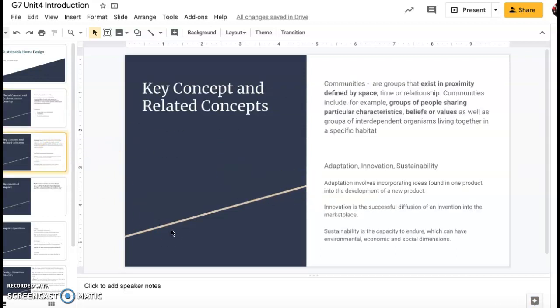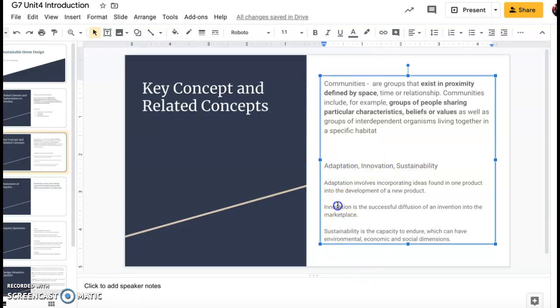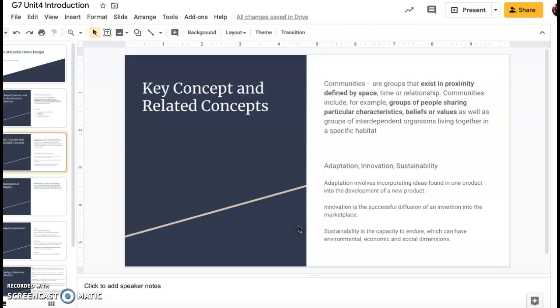Our key concept that we'll be looking at is communities. So we'll be really focusing on Albania as a community: these people that exist in this general area, and maybe we share similar beliefs or characteristics because we live here. We'll be looking into adaptation, innovation, and sustainability. Adaptation means incorporating ideas found in one product into the development of another product, so changing things based on what you find that's successful in another place. How can you use that similar strategy in this place in sustainable home design to make something function? We'll be looking at innovation and sustainability as well.